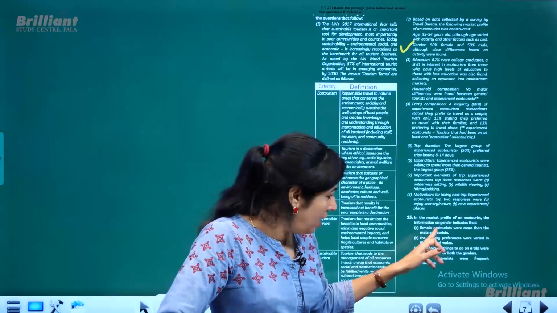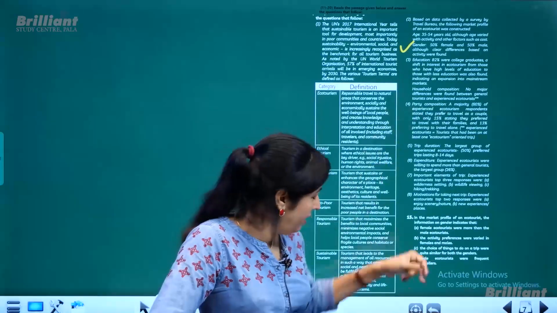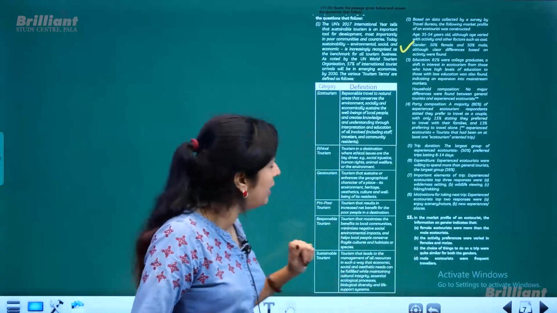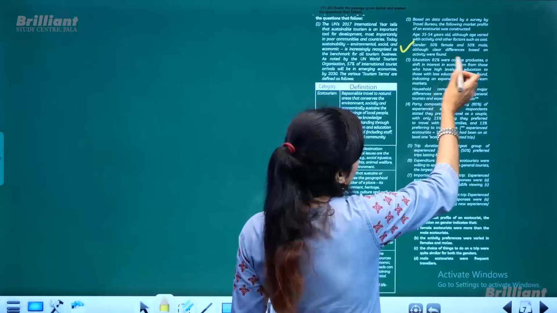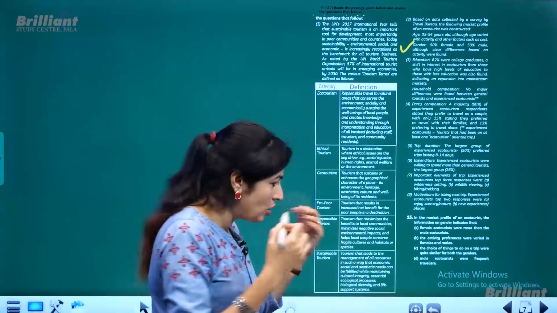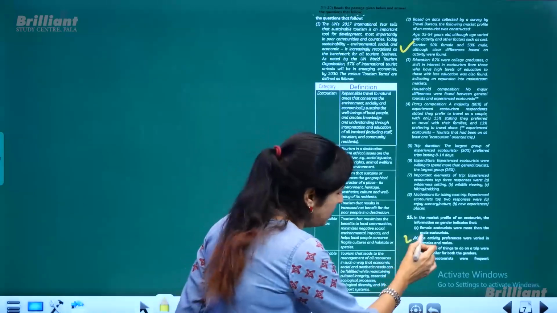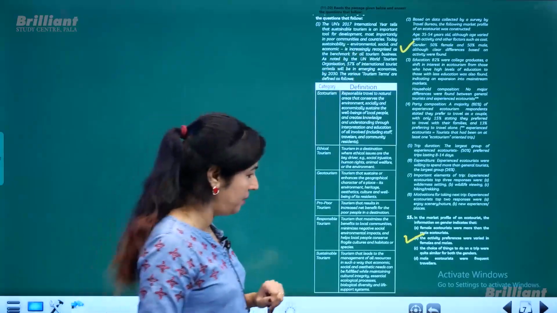Okay. Female ecotourists were more than male ecotourists? No. 50-50, right? Then the activity preferences were varied in females and males. That is correct. See, I'll just read it out. There are clear differences based on activity. That means based on activities, their preferences will be different. So this second statement is correct about the data given based on gender. Okay.